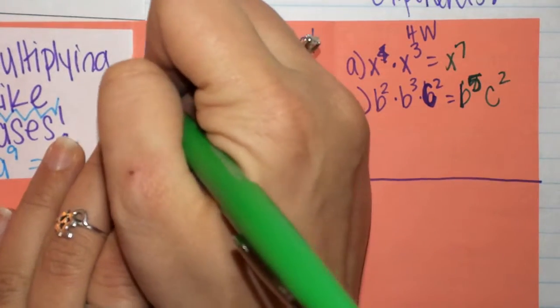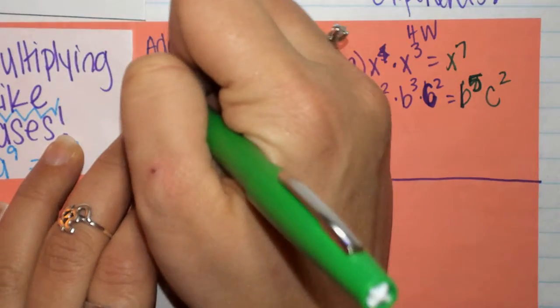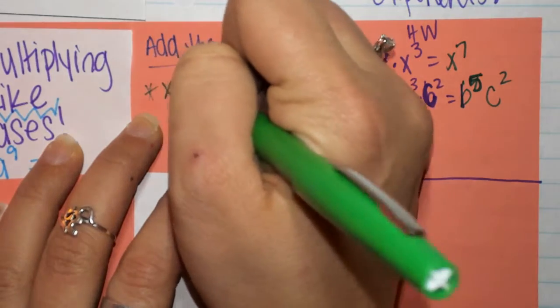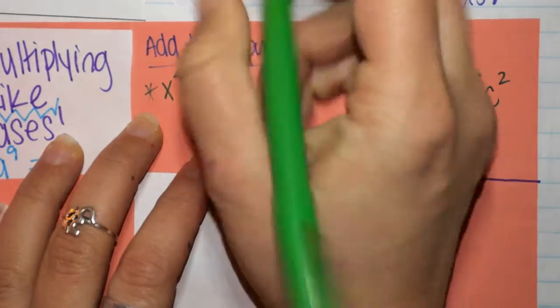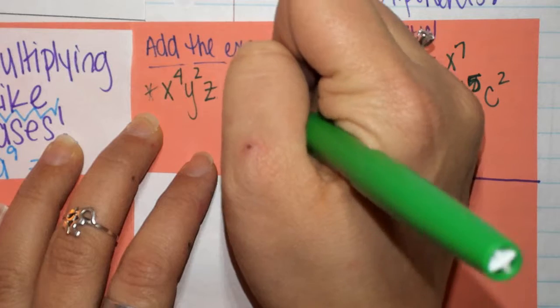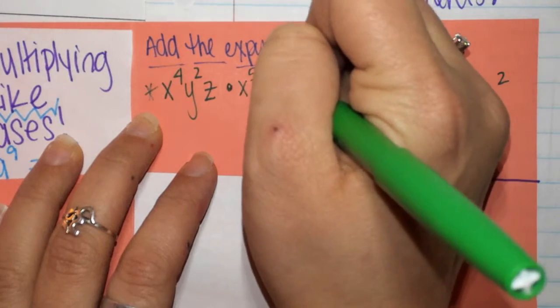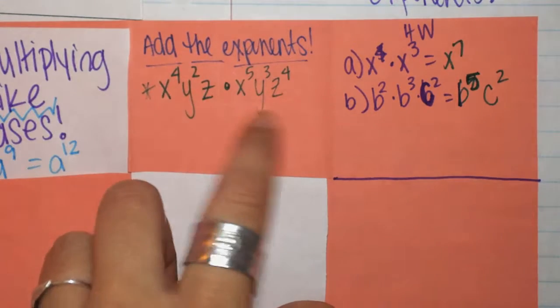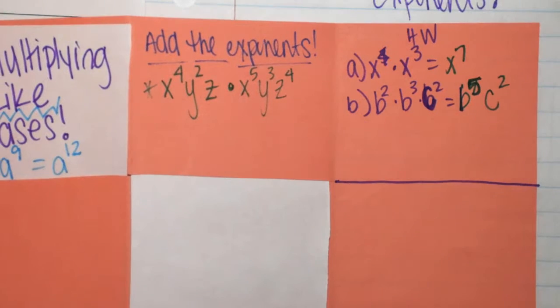So if I give you an example and I say x to the 4th power y squared z times x to the 5th y cubed z to the 4th. And you're writing this in this guy right here, inside.